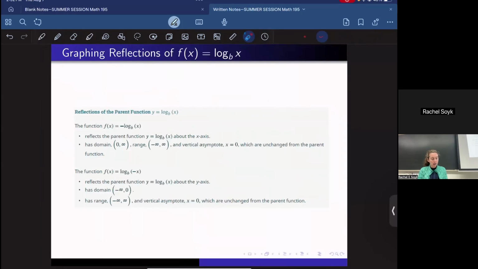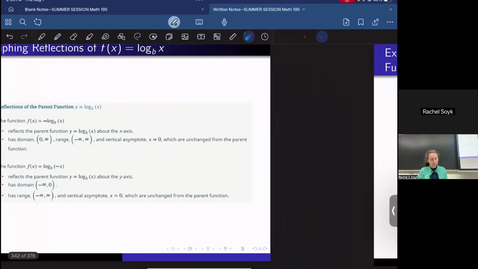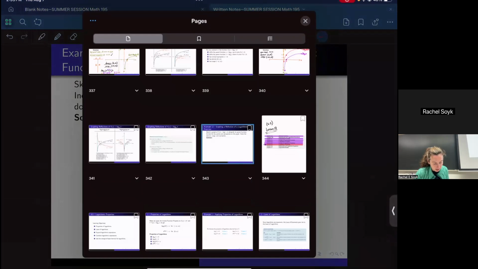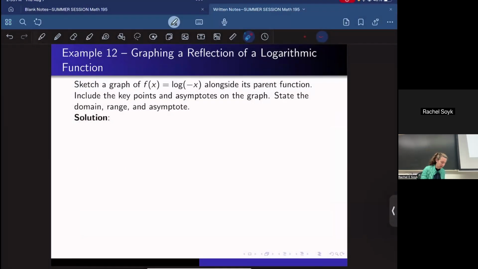And so this is just talking about the properties, the domain and range when that reflection occurs. Again, I wouldn't memorize any of this. If you know the visual, then you know based off of the visual what's going to be happening to the domain and the range. And then I believe this is our last example for this section.